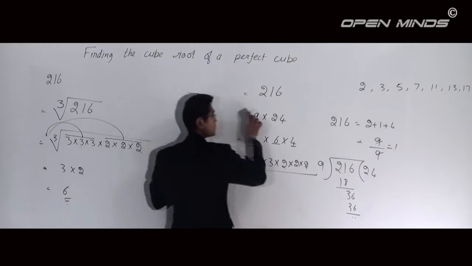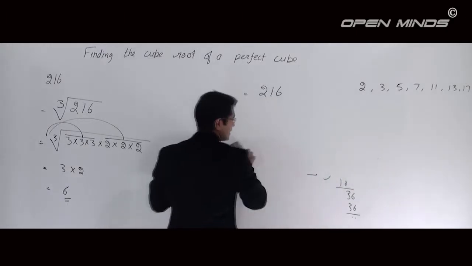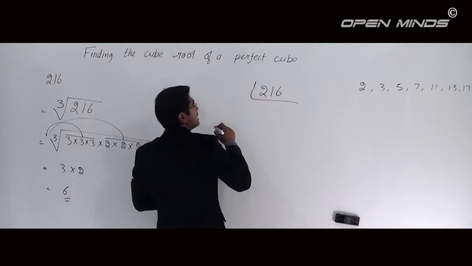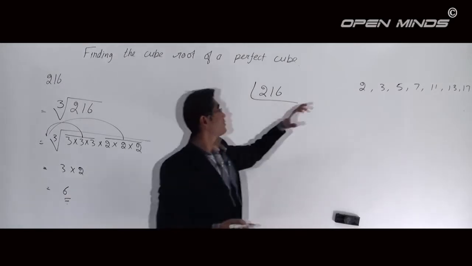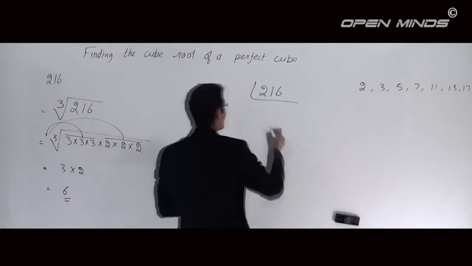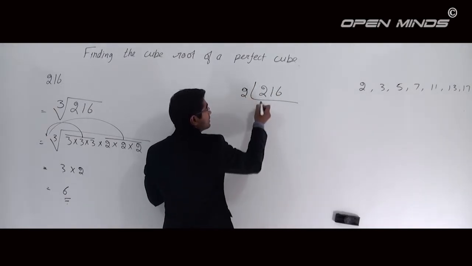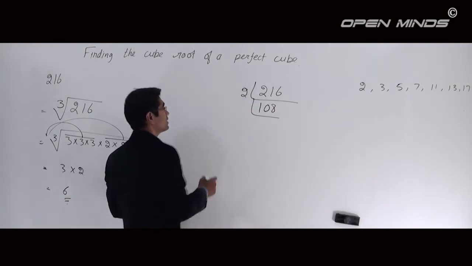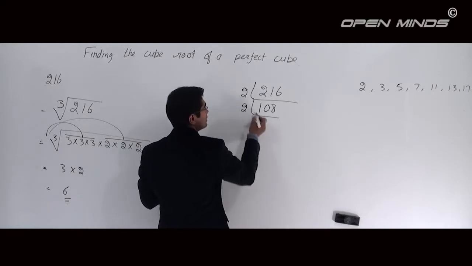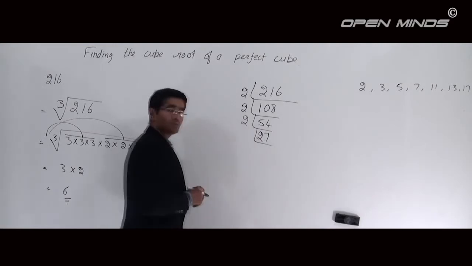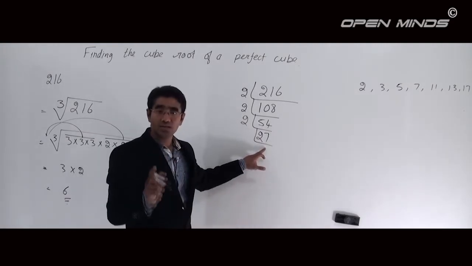Now, what is the other way of doing it? If I don't want to do the test of 9, 3, things like that, it is very simple. Just start dividing by the prime factors, starting with the least prime factor, 2. Can I divide 216 by 2? Yes, that's 108. Again divide by 2, because it is an even number, and it goes to 54. Can I still divide? Yes, by 2, and I get 27. Can I divide this by 2? No, because it is not an even number.